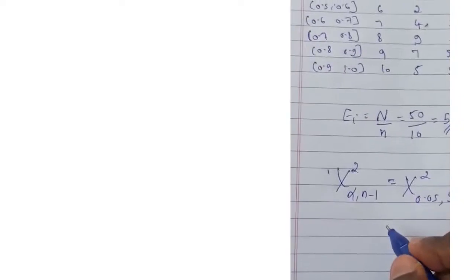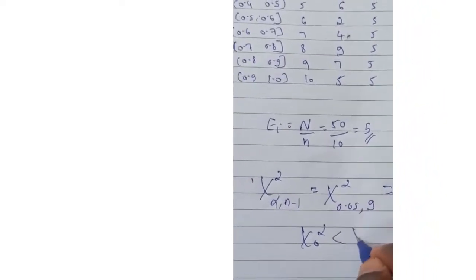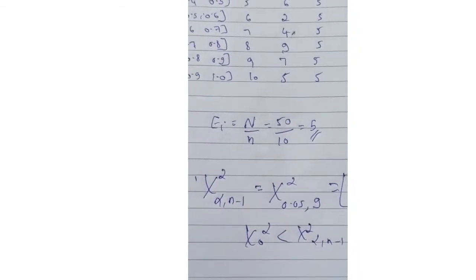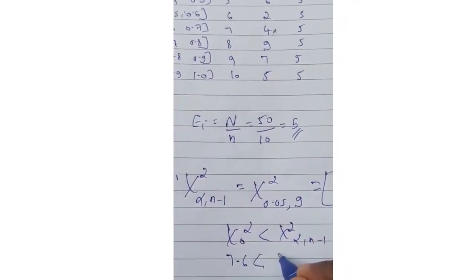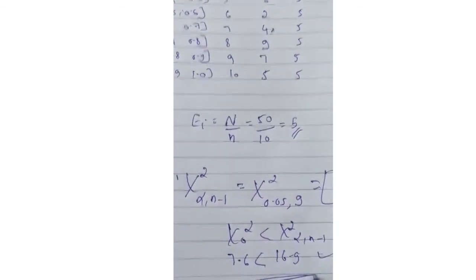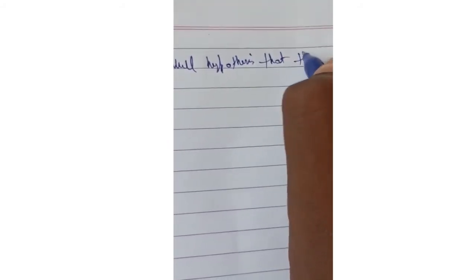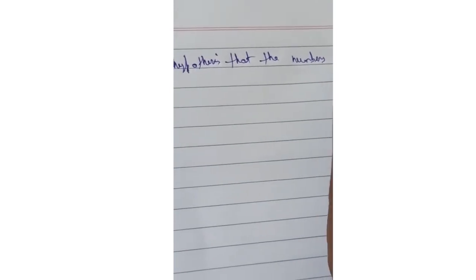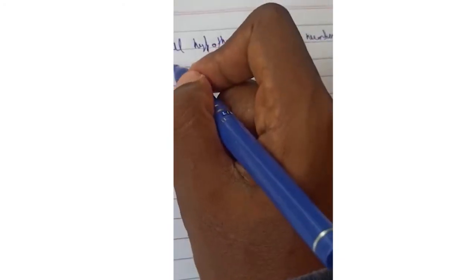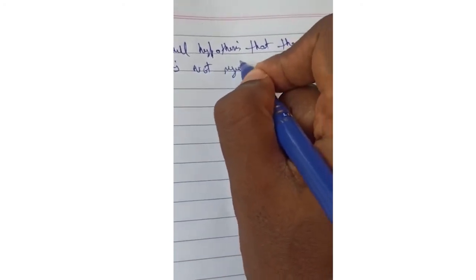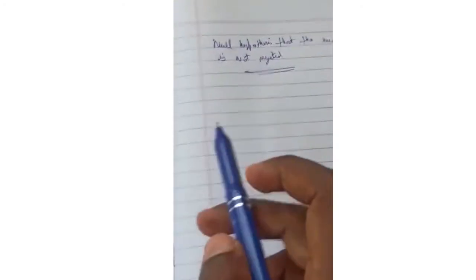Now let's see my value, that is my chi naught square. Is it less than chi square of alpha comma n minus 1? That is, my value is 7.6. Is it less than 16.9? Obviously it is yes. So I write my conclusion: null hypothesis that the numbers are uniformly distributed is not rejected. Clear?